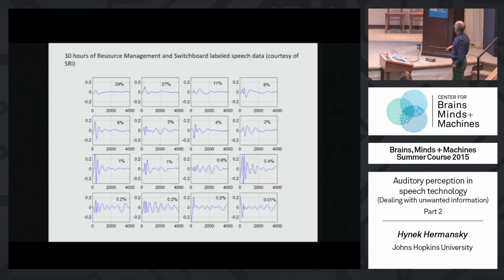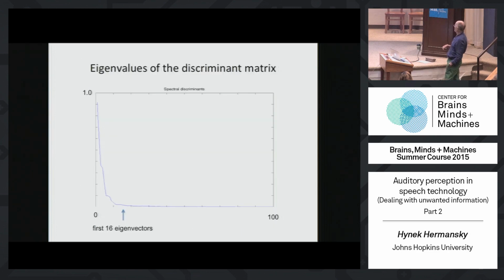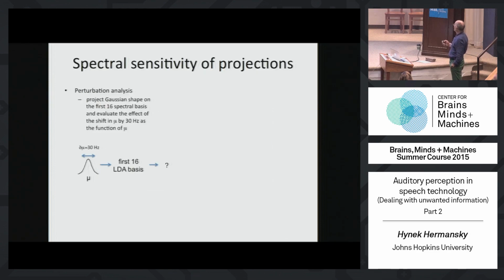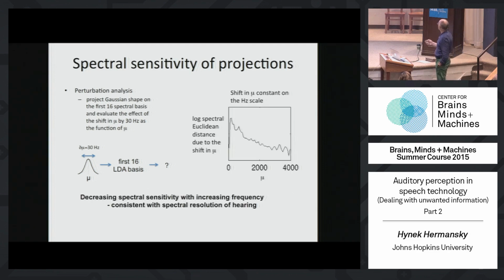This is from another experiment with a larger database, a very similar thing. Eigenvalues quickly decay. But what is interesting, you can formally ask what your resolution is by doing what is called perturbation analysis. You take some signal, this is a Gaussian, and you project it on this LDA basis, then you perturb it, you move it. And you ask how much effect this movement of this emulated spectral element of the speech causes at the output of this projection on these bases. And what you see is, as I was suggesting, spectral sensitivity to the movements of the formant is much higher at the beginning of the spectrum and much less at the end.